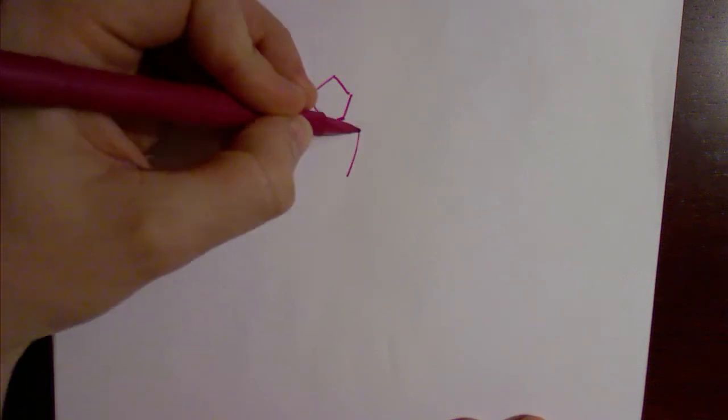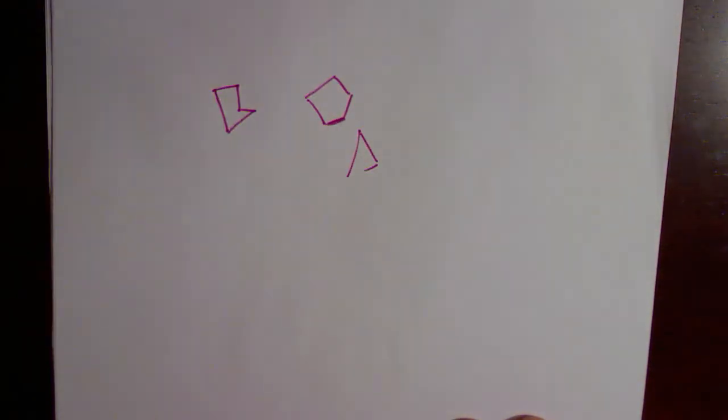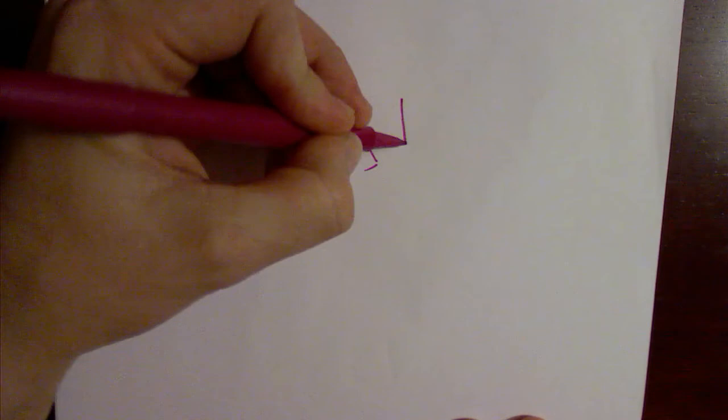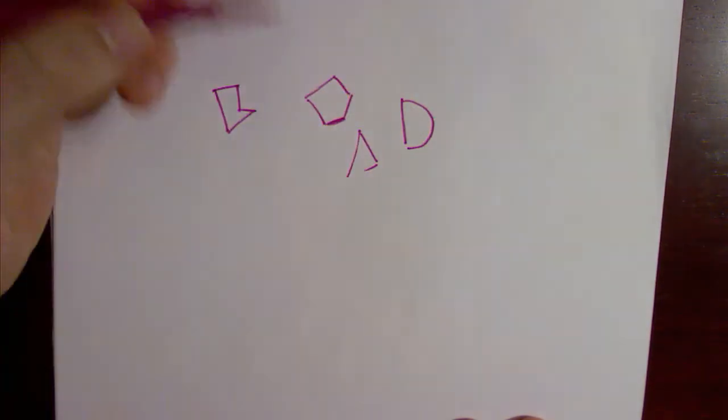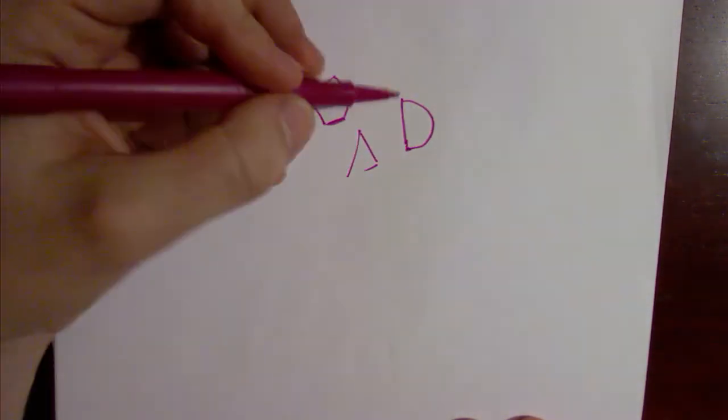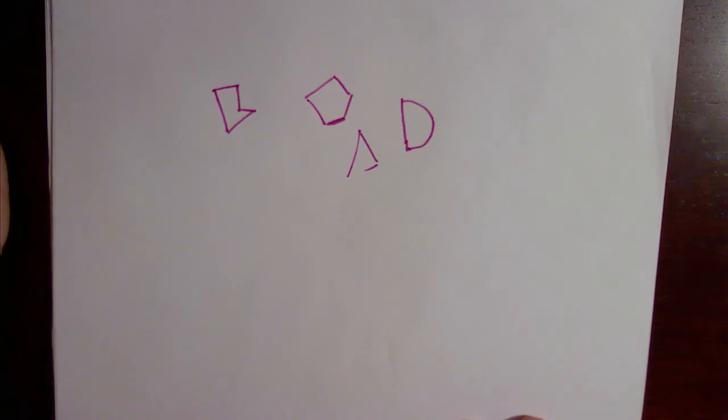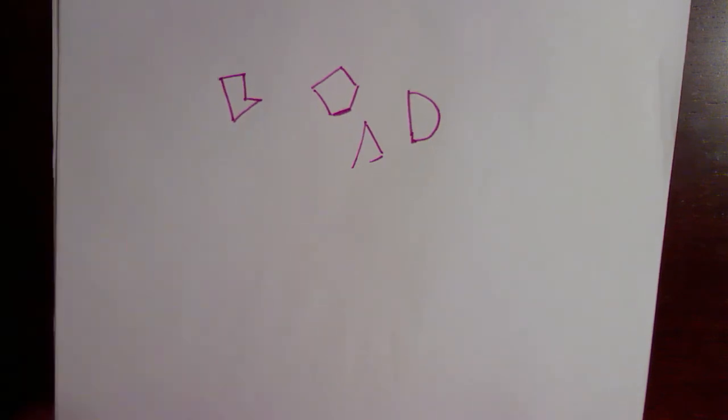An example of something that's not a polygon is something like that. It doesn't close on itself, or maybe something like this, where there's a round part, not just made out of line segments. Let's start talking, now that we know what a polygon looks like, about the different parts of a polygon.